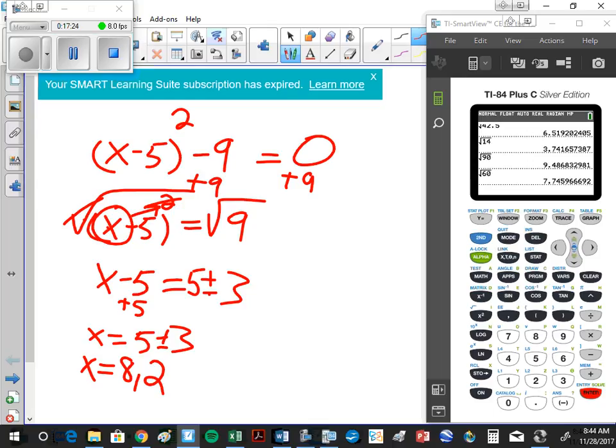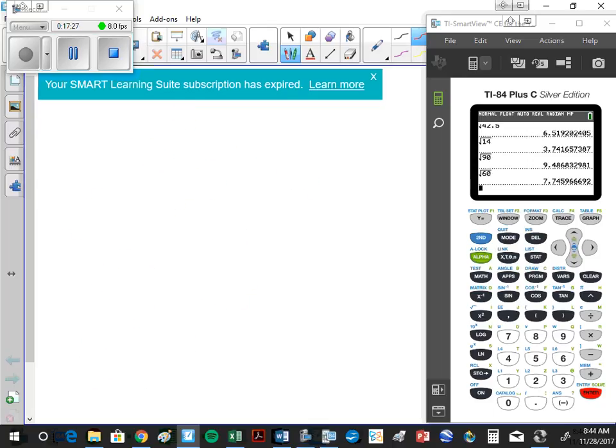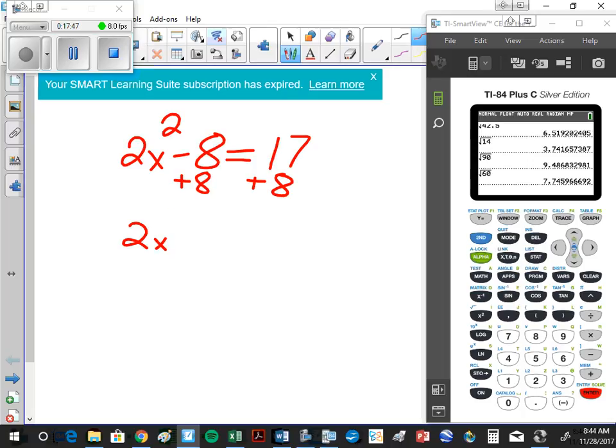Okay. What if I had 2x squared minus 8 equals 17? What should I do here? Add the 8, and I get 2x squared equals 25. Oh, shoot, that's not what I wanted. Oh, well.